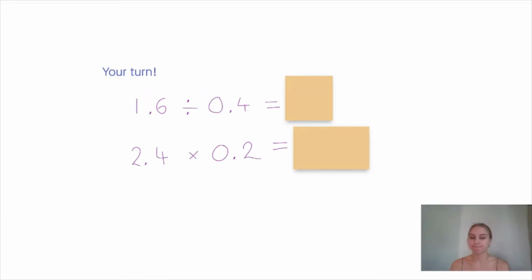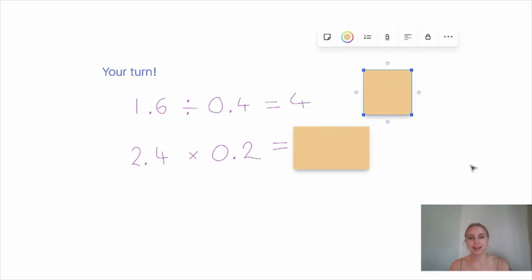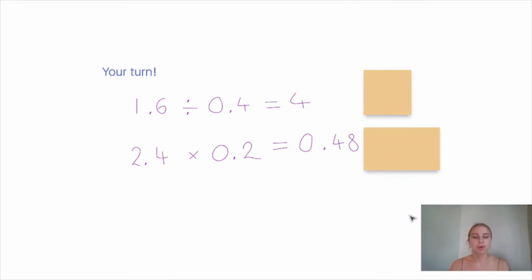Now you have a go. Pause the video, try working these out, and come back to see the answer. Hopefully, the answers that you should have gotten is 4 for the first question, and 0.48 for the second.